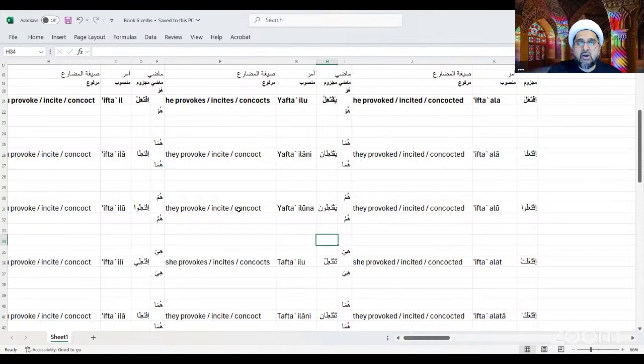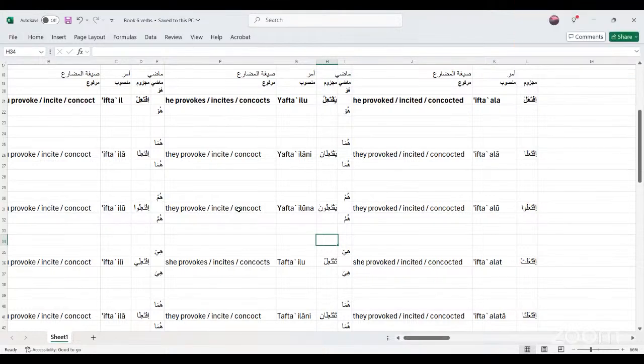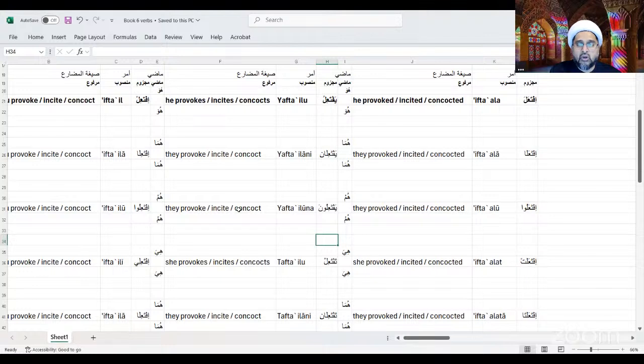Now this verb, kasaba, it also comes on the pattern of ifta'ala. So kasaba will become iktasaba. Iktasaba, yaktasibu, he is acquiring or gaining. And the command will be what? Iktasaba, yaktasibu. What will be the command? To gain.